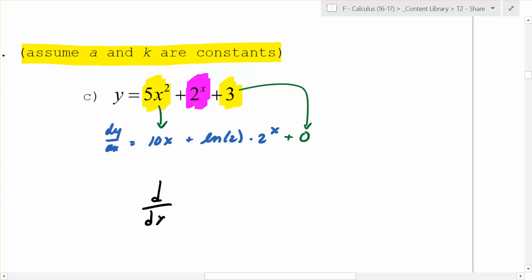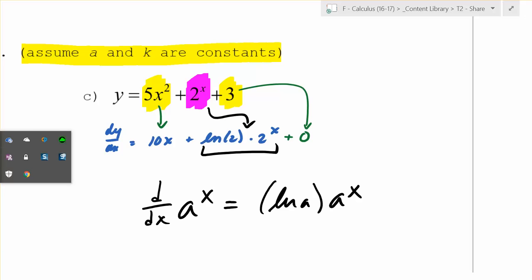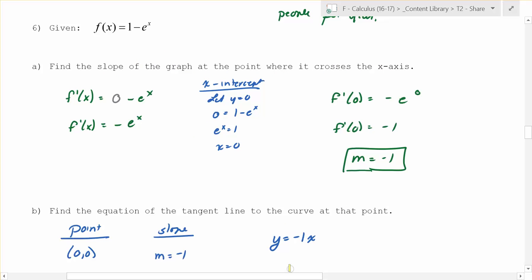d/dx of a to the x. What's the derivative of a to the x? ln a times a to the x. So what's the derivative of 2 to the x? ln 2 times 2 to the x. That's just the formula. Yes, no. B, 1, 6, B, and C. X-axis? Yep. So we're okay with this one?